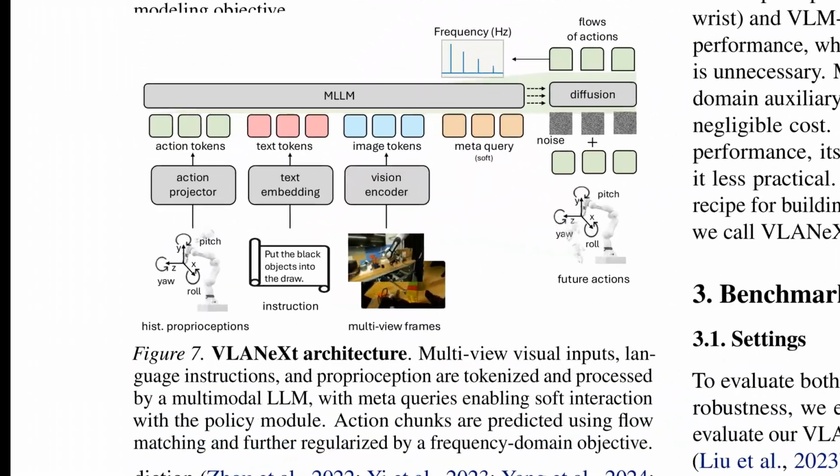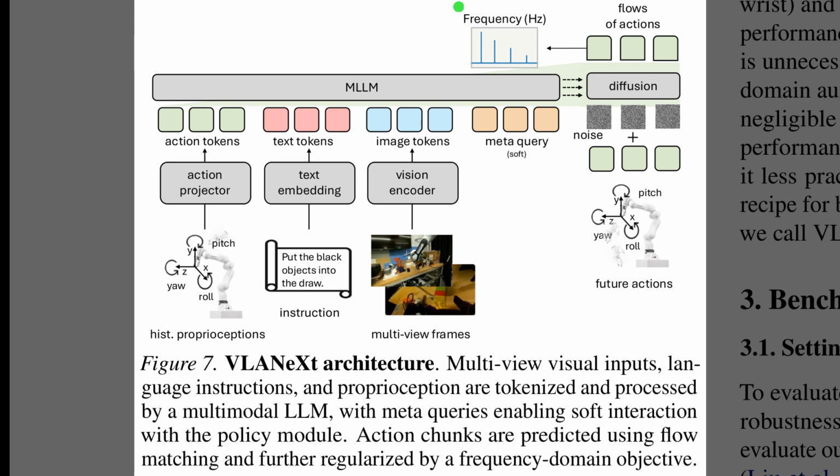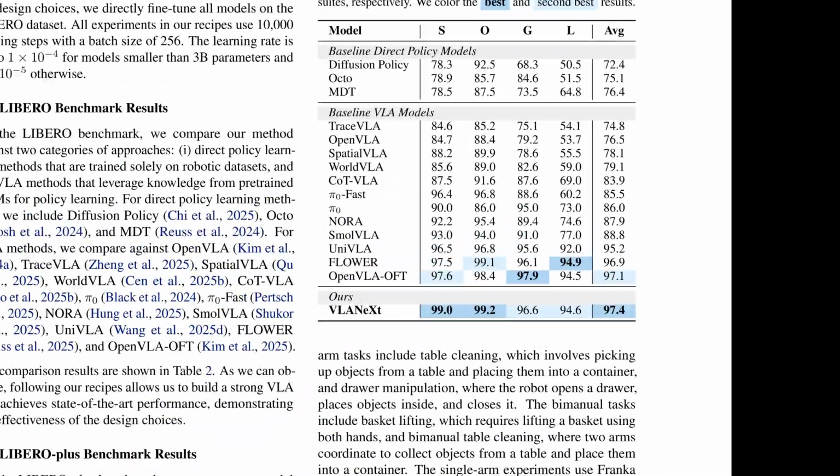Figure 7 brings all these components together into the full VLANeXt architecture. At the bottom, the model processes 3 inputs: the robot's historical proprioception, or internal state, along with the text instruction and multi-view images. These inputs are tokenized and fed into the multimodal large language model, which uses soft metaqueries, shown here as orange squares, to bridge the gap between high-level reasoning and control. On the right, a diffusion head uses these queries to generate precise action chunks from noise. Finally, the frequency plot at the top illustrates the auxiliary loss we just discussed, which regularizes the output to ensure smooth, stable movement.